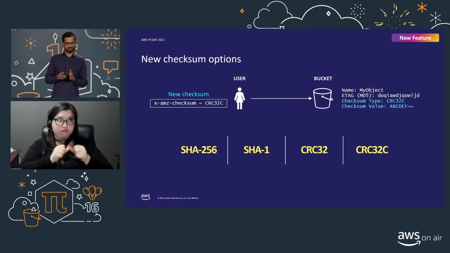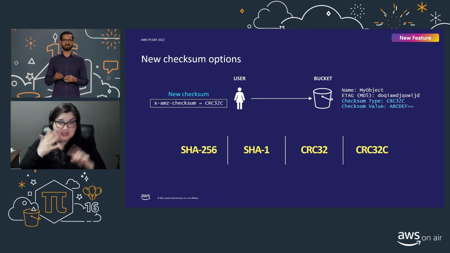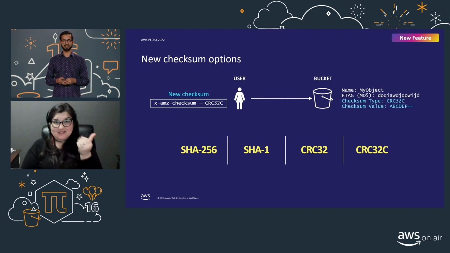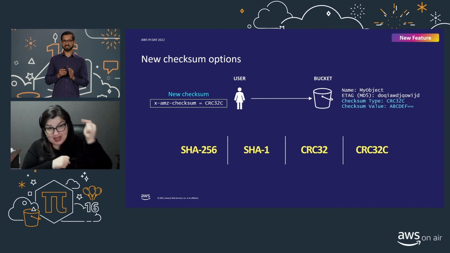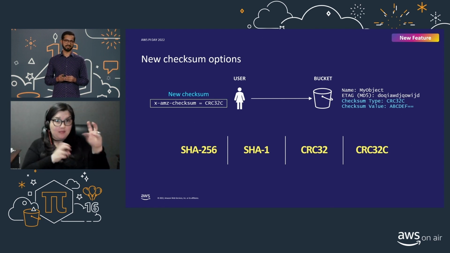We'll preserve the checksum value you provided during lifecycle transition, replication, moving to another storage class, or any other S3 operation. Even after 10 years, 15 years, or 100 years, when you download the object, we'll use the exact same checksum value you provided at the time of upload to offer you end-to-end data integrity.